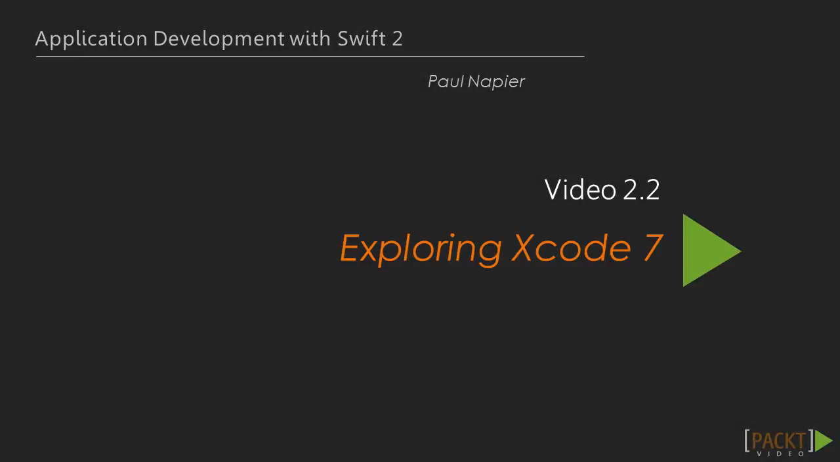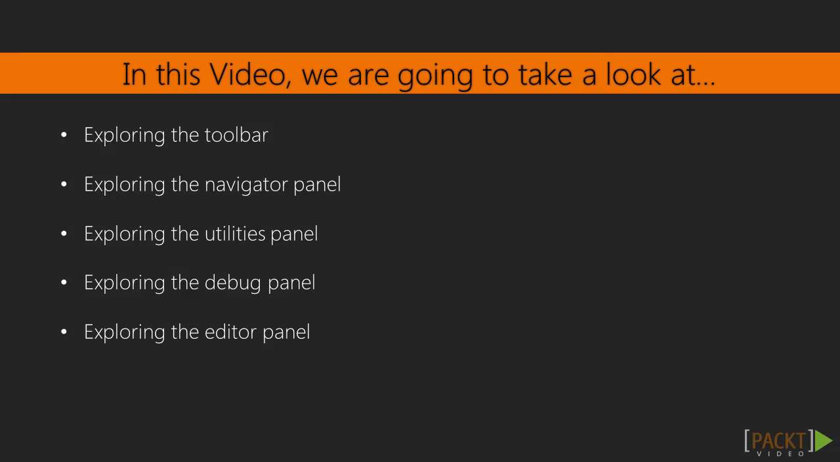So now we've created our base project, it's time to familiarize ourselves with the various areas of Xcode we'll be using. In this video, we're going to be having a look at the various areas of Xcode that we'll be using throughout this course. We're going to begin by taking a look at the toolbar, then move on to the Navigator panel, the Utilities panel, the Debug panel, and finally we'll move on to the Editor panel where we'll be spending the majority of our time.